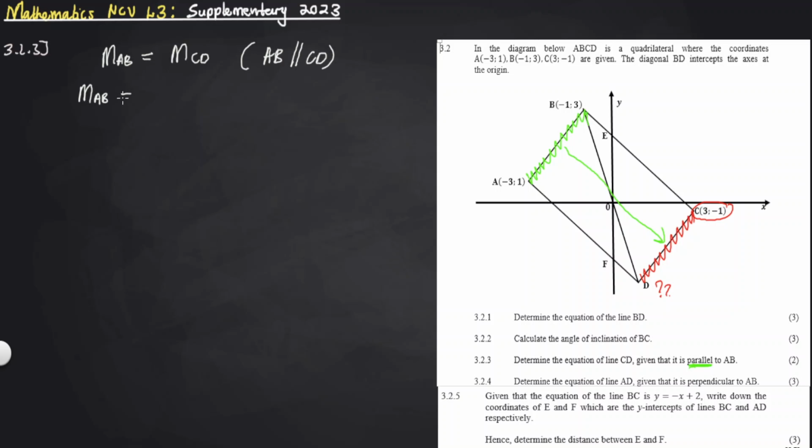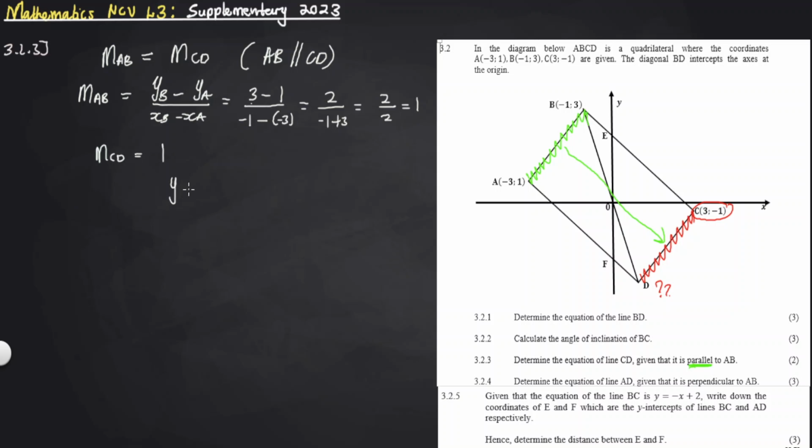So we can actually start off by calculating the gradient for AB. That's going to be yB minus yA over xB minus xA. What is yB? That's 3, minus what is yA? That's 1, over what is xB? That's -1, minus what is xA? That's -3. 3 minus 1 is 2, and -1 plus 3 is 2. 2 over 2 equals 1. So the gradient for line CD is also going to be equal to 1.